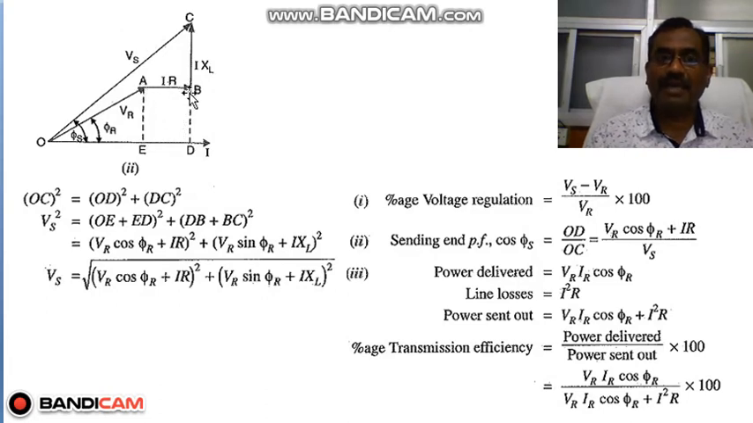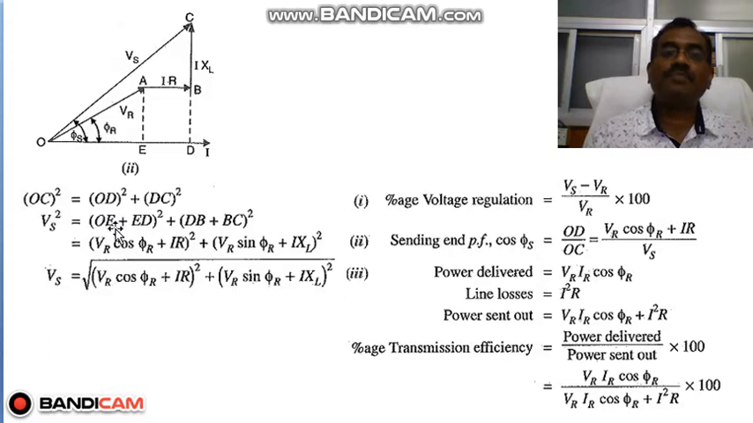This AB is duplicated here. It is equal to ED. Okay. See now, as per the Pythagoras theorem, OC square is equal to OD square plus CD square. What is OC? Vs square, right? And what is OD? OD is OE plus ED. Then what is DC? DC is DB plus BC, whole square.